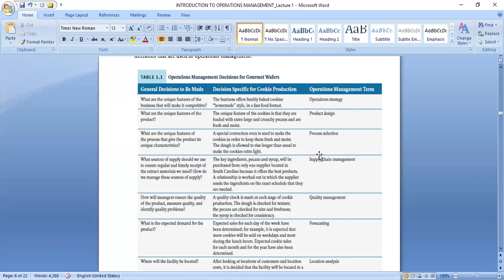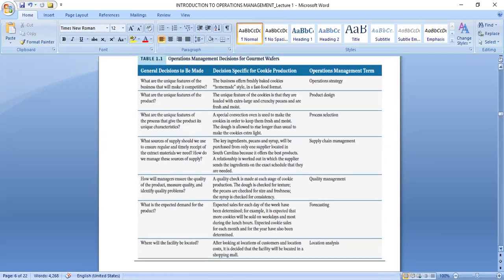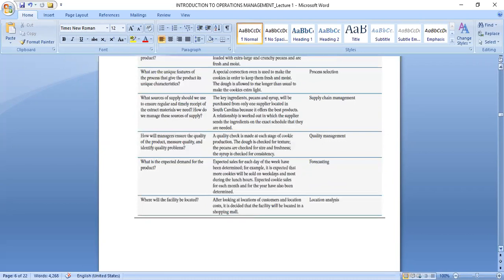Another decision would be process selection. Process, of course, has to do with the means of production, methods of production. With process selection, this business will ask itself, what are the unique features of the process that give the product its unique characteristics? So what is used during the process of making these cookies? They have a special convection oven that is used to make the cookies in order to keep them fresh and moist. So that is the process selection.